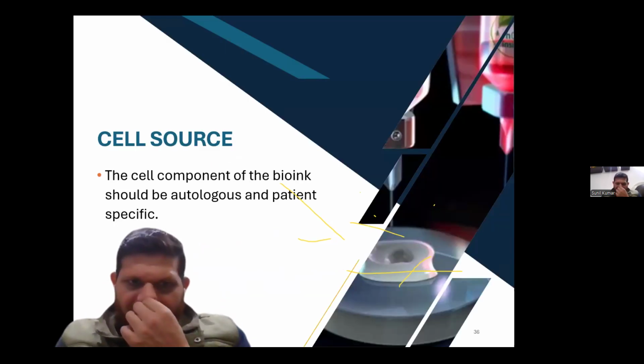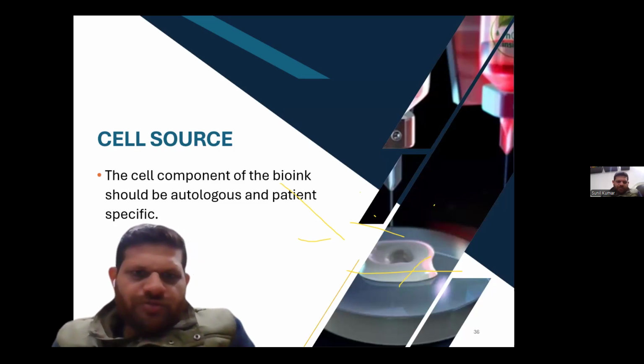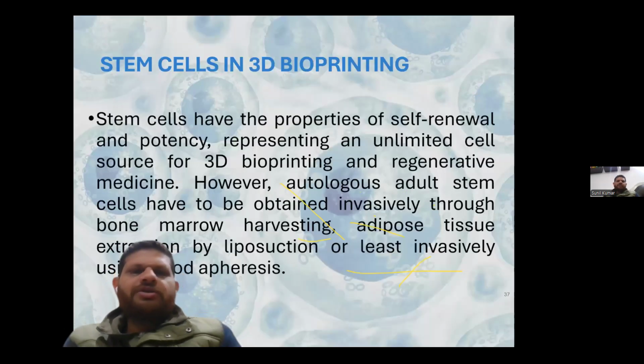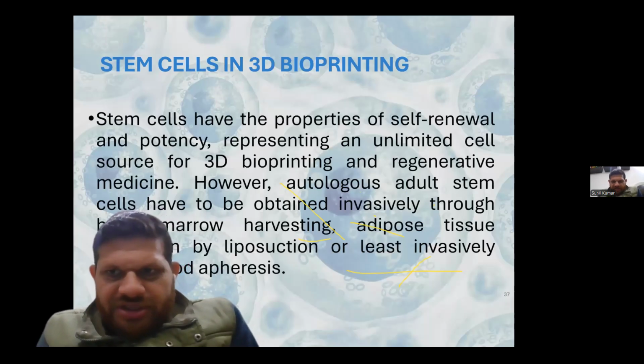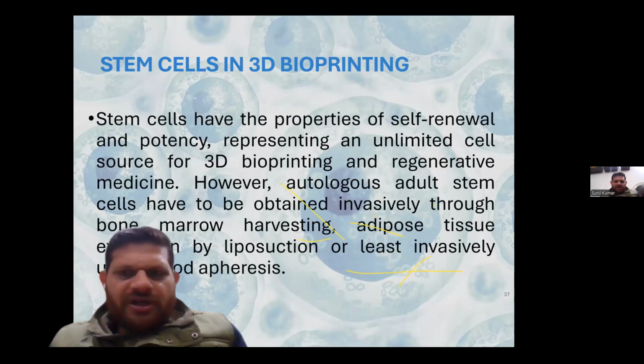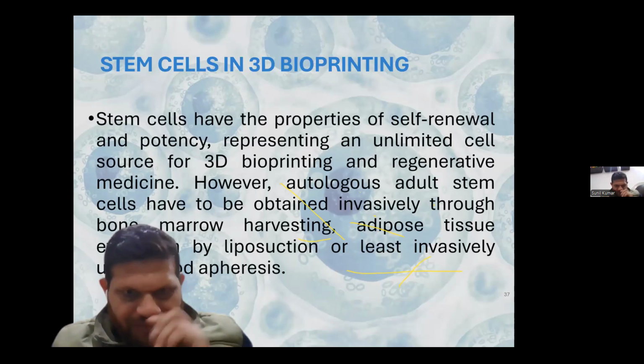To have a bioink, the cell component is very important and it should be autologous and patient specific. As we know, if the cell doesn't coordinate with the patient, then it may fail. To create the cells, stem cell technology is one of the prominent approaches, with the properties of cell renewal and potency, representing an unlimited cell source for 3D bioprinting and regenerative medicine. However, autologous adult stem cells have to be obtained invasively through bone marrow harvesting or adipose tissue extraction by liposuction, or least invasively using blood.